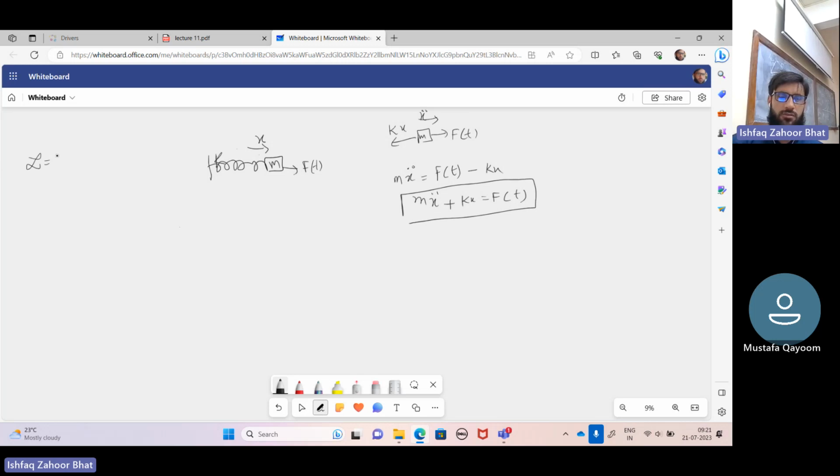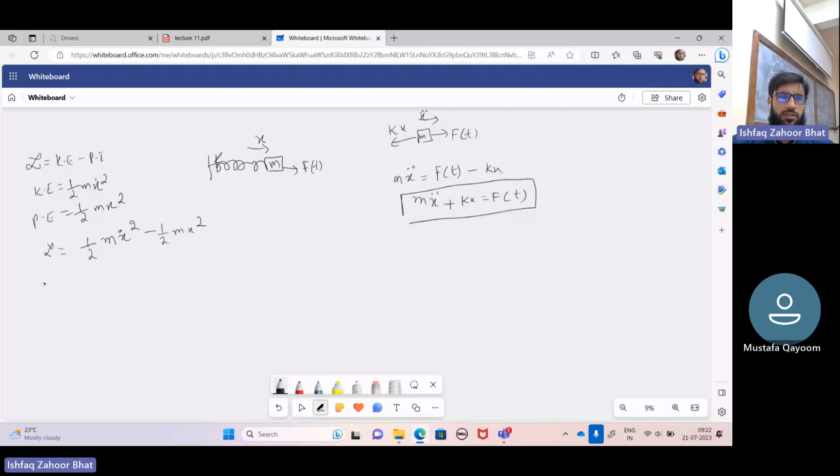So the Lagrangian is equal to kinetic energy minus potential energy, and the kinetic energy is nothing but 1 by 2 m x dot square, and the potential energy was equal to 1 by 2 m x. Is it visible? Yes, sir. Okay, so therefore the Lagrangian will be equal to 1 by 2 m x dot square minus 1 by 2 m x square.